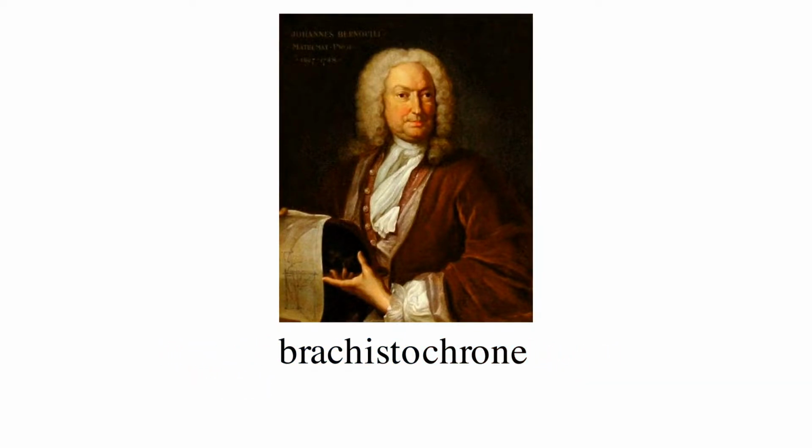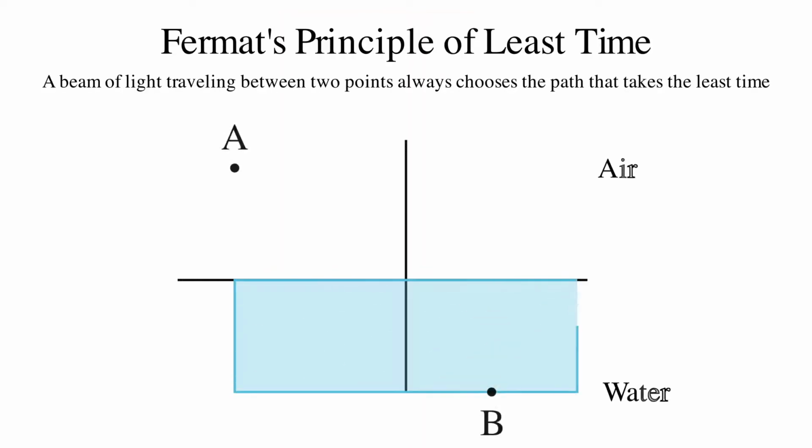Bernoulli's indirect solution to this was clever, as it bridged the worlds of classical physics and mathematics. Bernoulli chose to represent the motion of a particle using light, enabling him to use Fermat's principle of least time, which states that a beam of light traveling between 2 points always chooses the path that takes the least time.